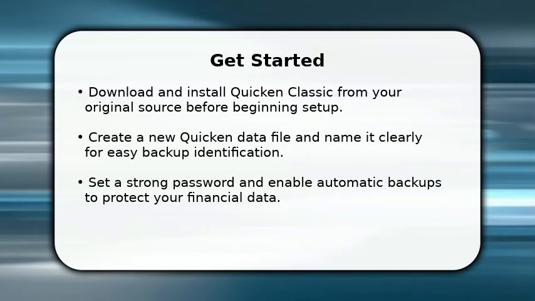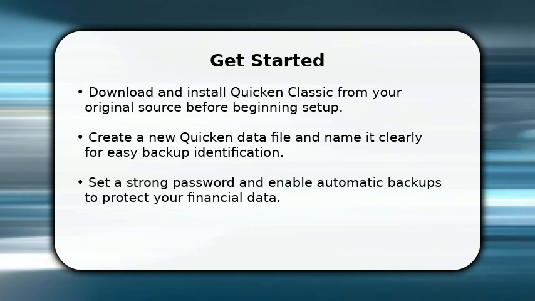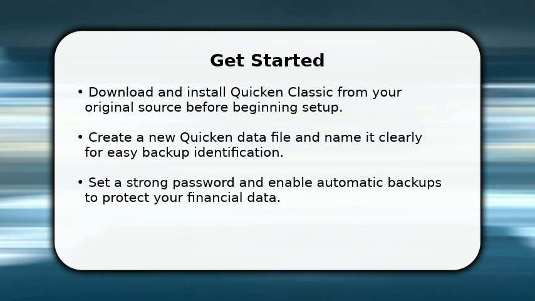In this video, I will show how to set up Quicken Classic step by step. First, install Quicken and open the program to create a new data file. Choose a clear file name and set a strong password for protection. Enable automatic backups and pick a secure backup folder or cloud option. Finally, set your regional currency and date formats before adding accounts so everything imports cleanly and consistently.